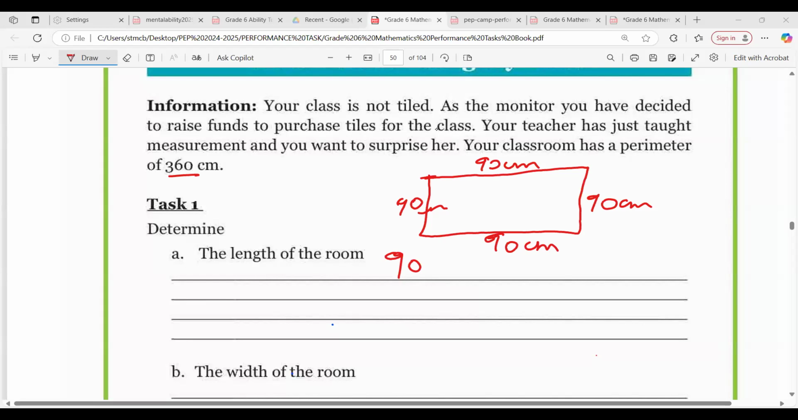I think that's it. Who is the next person? Ethan. Sir, I got 90 as well because I said it could be a square, sir, because 90 times 4 is 360. Okay, all right. Thanks so much.